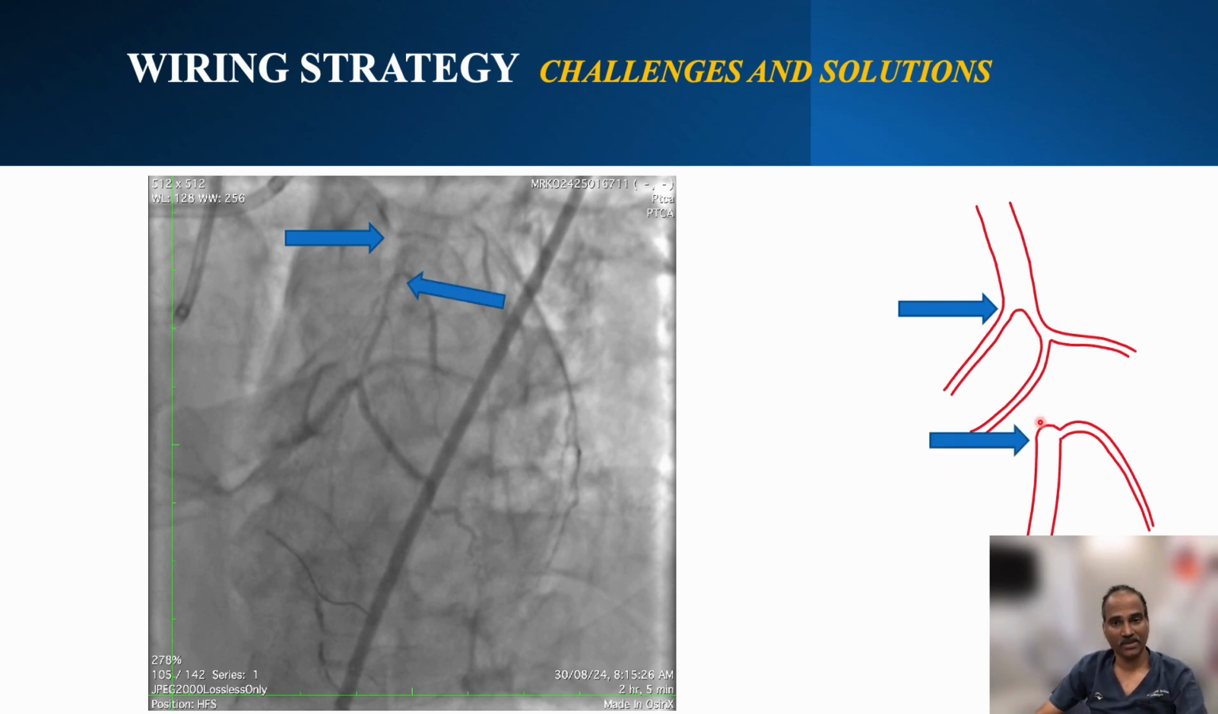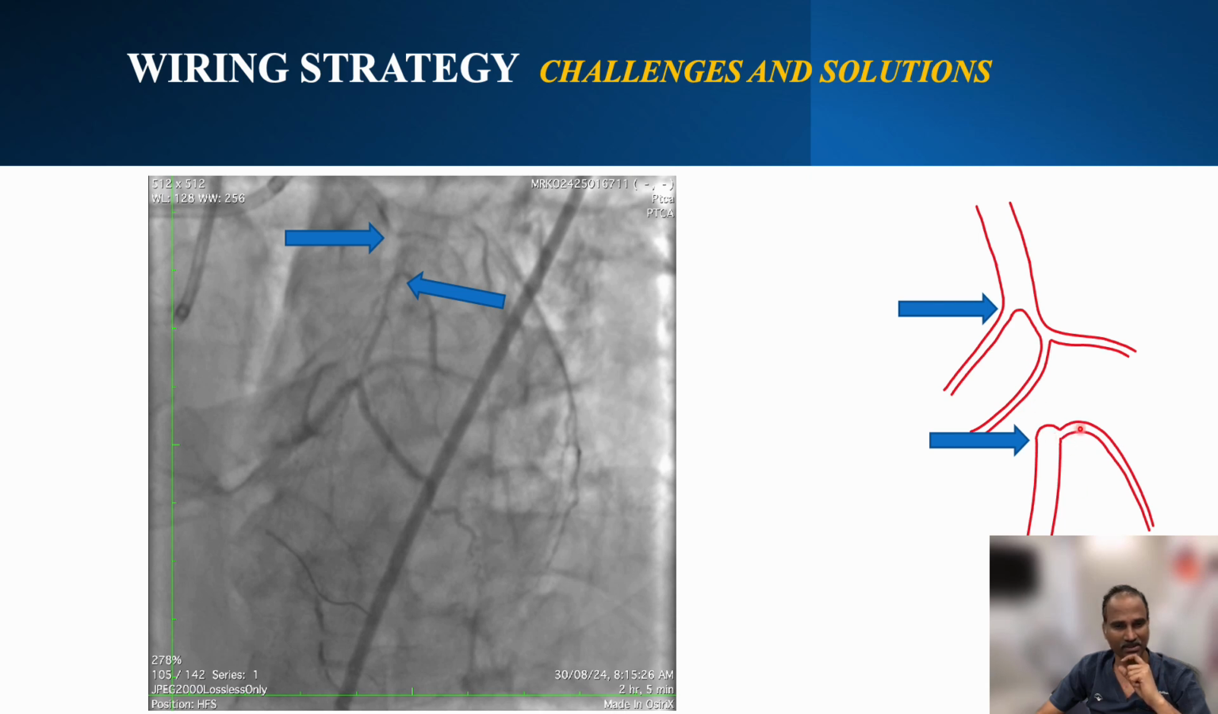Once you reach the distal true lumen, the next important challenge is how your diagonal is. Since the diagonal originates at a very bad angle, almost like a cranial angle, the possibility of compromising the diagonal is quite high. So just pre-dilate with a small balloon, interrogate with IVUS, and wire the diagonal. Only then do we go with the full dilatation of the CTO. So that was the plan.